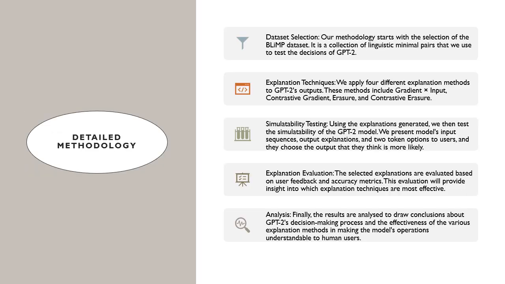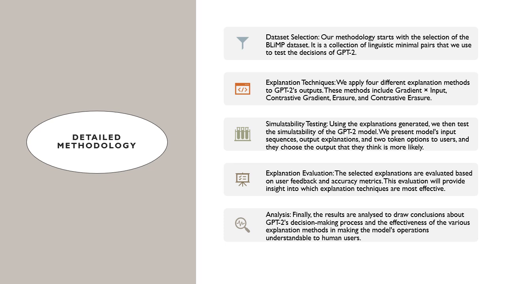Here I'm going to explain my methodology in detail. The methodology starts with the selection of the BLIMP dataset. It is a collection of linguistic minimal pairs that we use to test the decisions of GPT-2. Here we apply four different explanation methods to GPT-2. These methods include gradient input, contrastive gradient, erasure and contrastive erasure. Using the explanations generated, we then test the simulatability of the GPT-2 model.